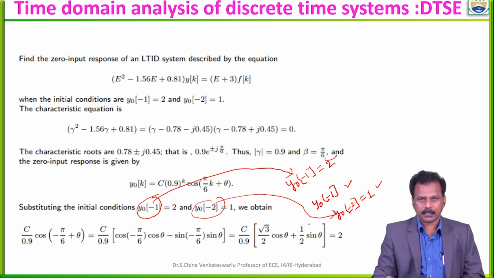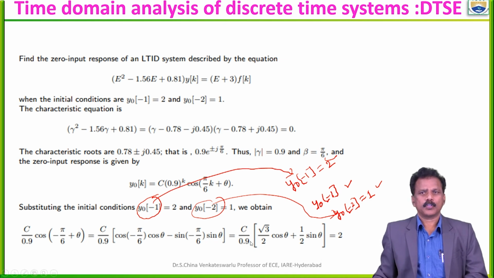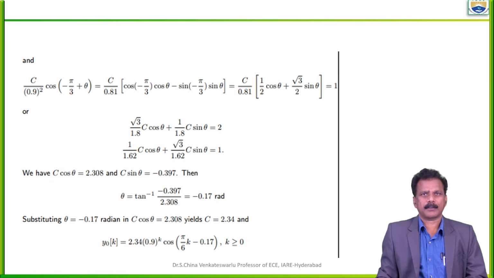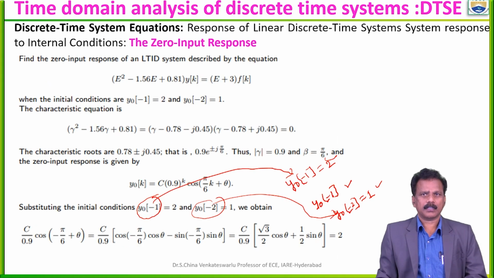So here we obtained c by 0.9 into cos of minus pi by 6 into cos theta minus sine of minus pi by 6 into sine theta. It is also equal to c by 0.9 into square root of 3 by 2 cos theta plus 1 by 2 sine theta is equal to 2. This is the zero input response under time domain analysis of discrete time systems, and so we go on verifying this.